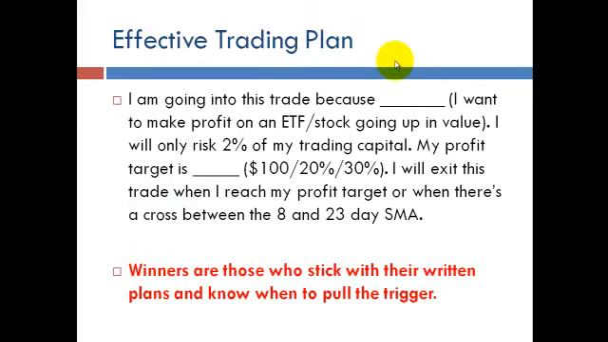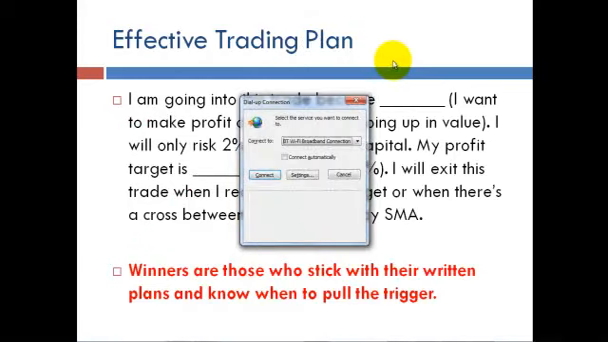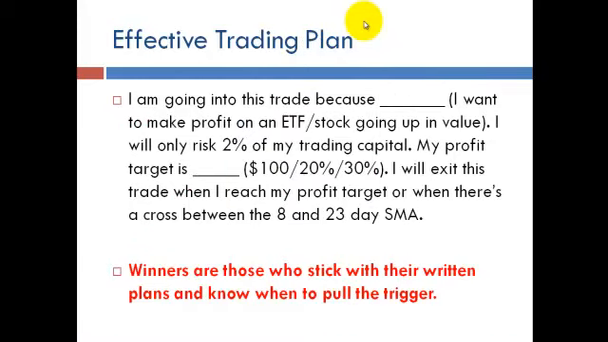So this is the trading plan I shared with you last week. Going into this trade because I want to make a profit on this stock or ETF going up in value, I'll only risk 2% of my trading capital. My profit target is $100, 20% or 30%. I will exit this trade when I reach my profit target or when there's a cross between the 8 and the 23-day SMA. Winners are those who stick with the written plans and know when to pull the trigger.